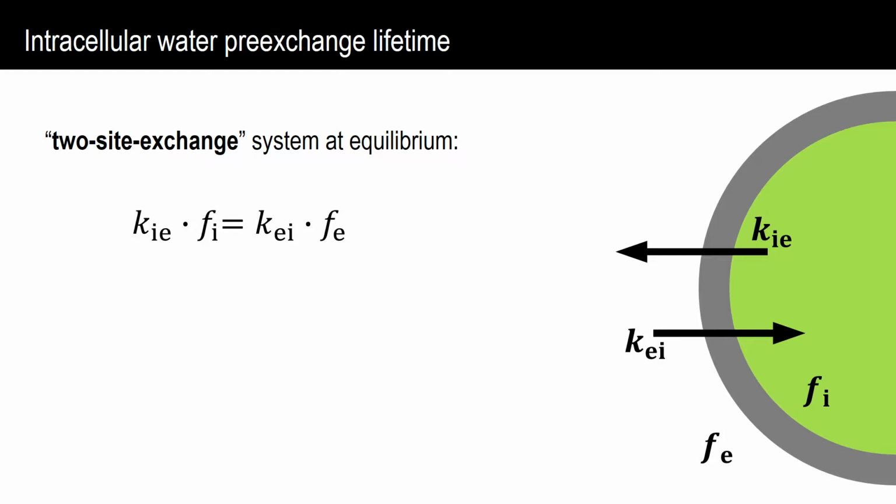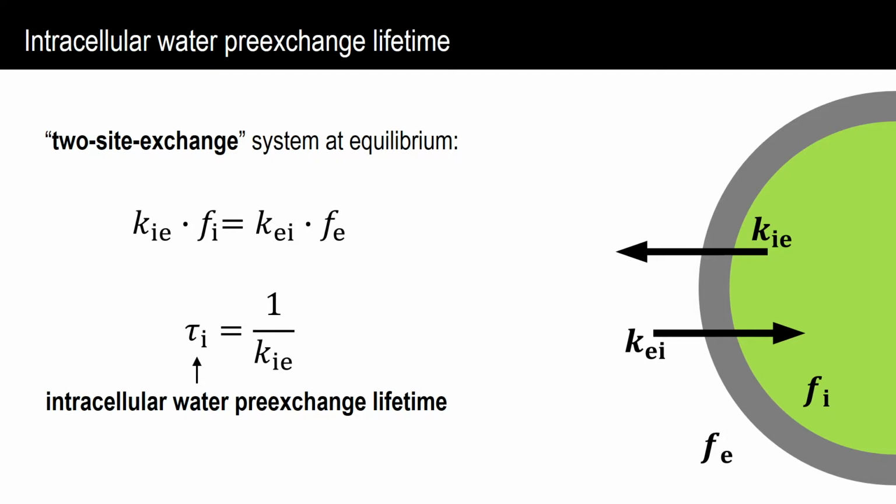When this two-site exchange system is at equilibrium, as in the living system, there is no net change to the water volume fraction in each compartment, denoted by Fi and Fe here. And the intracellular water pre-exchange lifetime is defined as the inverse of KIE, and it is the characteristic residence time of water molecules in the intracellular compartment.